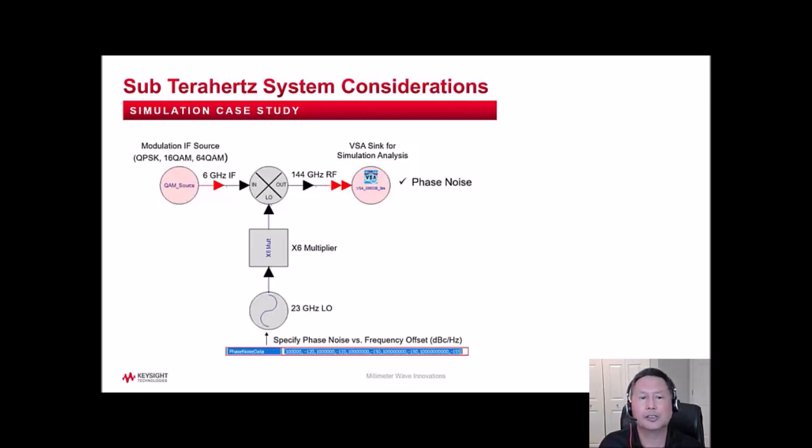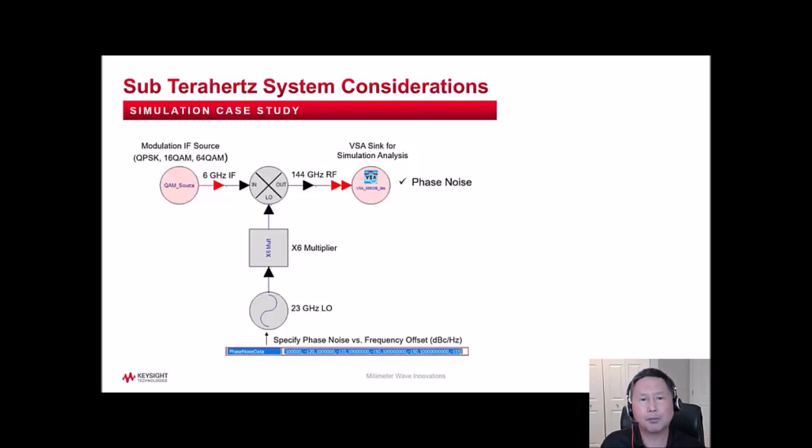The simulation case study uses a simple upconverter design with a modulated IF signal source set to a center frequency of 6 GHz. The modulation order can be set to QPSK, 16 QAM, or 64 QAM, and the symbol rate is set at 8.8 GHz with a root raised cosine filter alpha of 0.22.